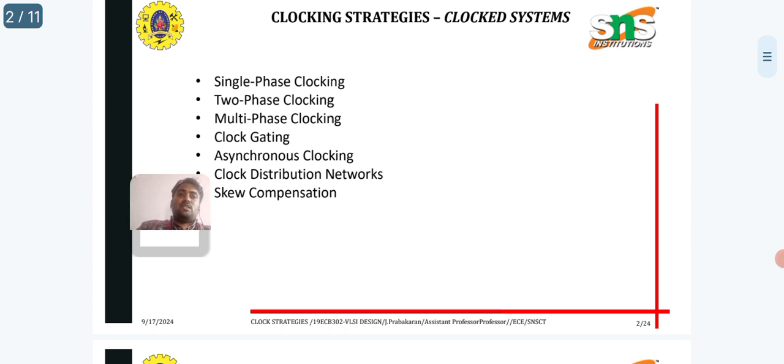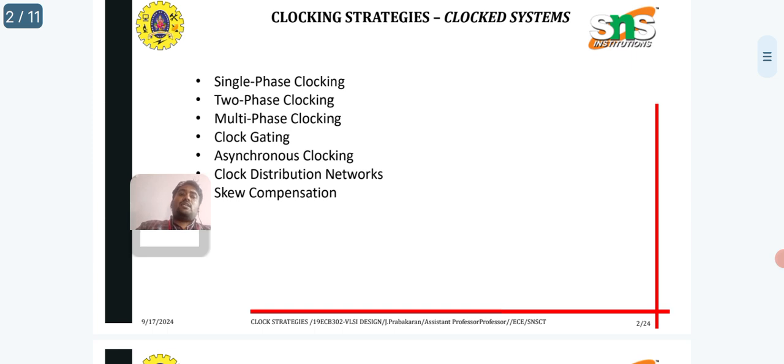First one is single phase clocking. In single phase clocking, there is only one clock signal that is distributed throughout the system. The rising edge or falling edge of the clock signal is used to trigger all sequential elements such as flip-flops and or latches. Some of the advantages are simple design, easy to implement and control.